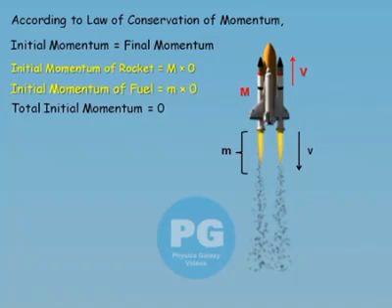If we talk about the total initial momentum, we can say it is the sum of the initial momentum of the rocket plus the initial momentum of the fuel. Both are 0, so the total initial momentum is also 0.